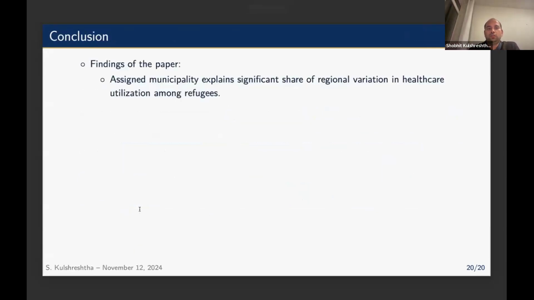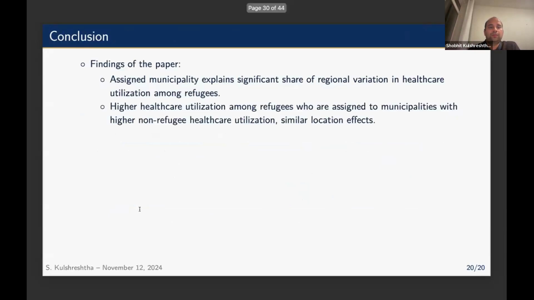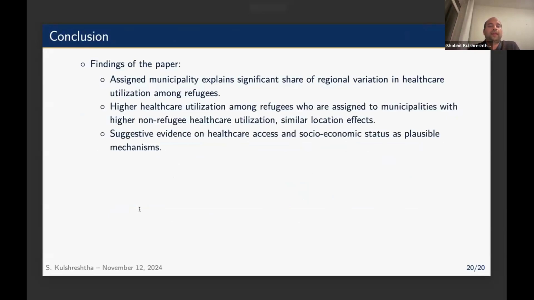So coming to the conclusion, there are three major findings of the paper. The first one is that the assigned municipality explains a significant share of regional variation in healthcare utilization among refugees. The location does have an effect, and it can also explain a sizable share of this variation.